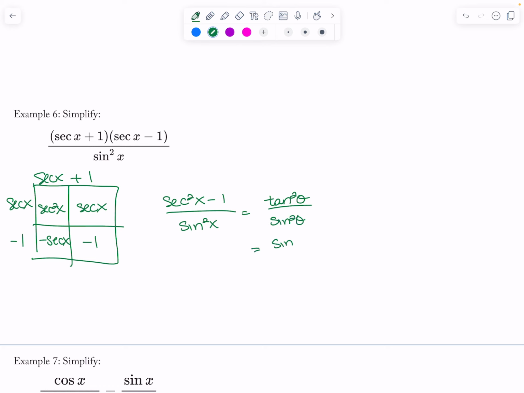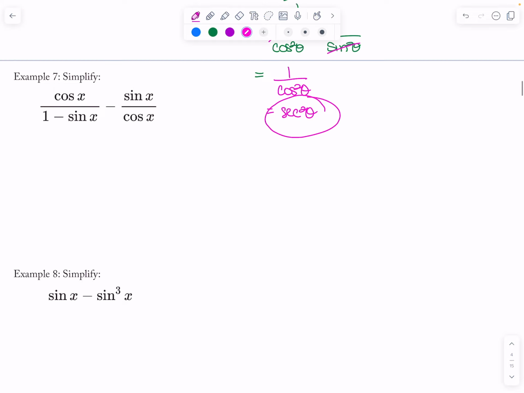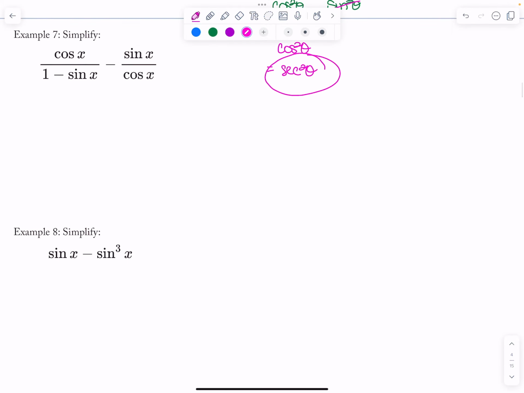So then I get sine squared theta over cosine squared theta divided by sine squared theta. And that's over 1, so I can invert and multiply. So sine squared theta over cosine squared theta times 1 over sine squared theta gives me my sine squareds go away, and I'm left with 1 over cosine squared, which is the same thing as secant squared. Okay? Last couple here. I was going to say last one, but then there's 2 more.